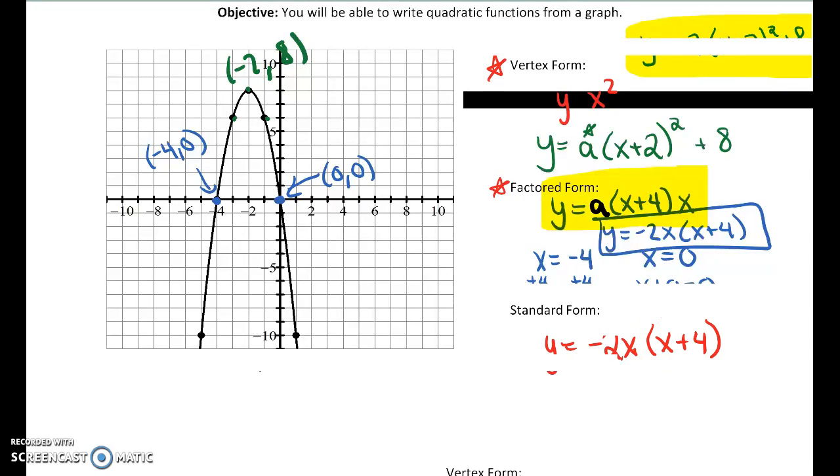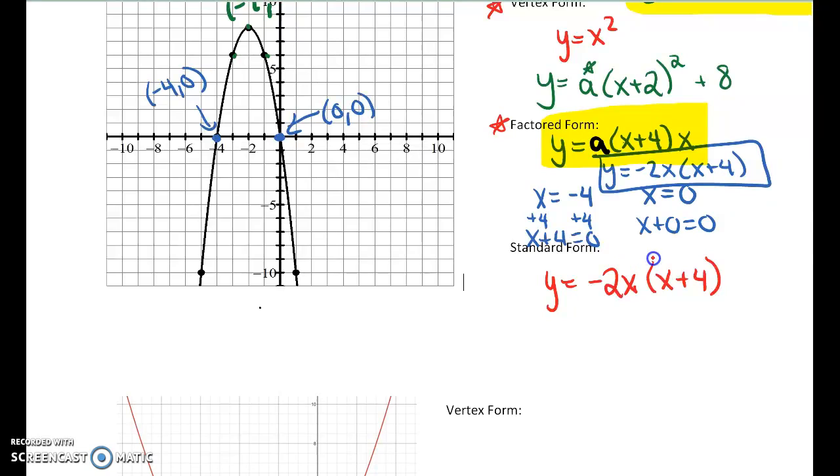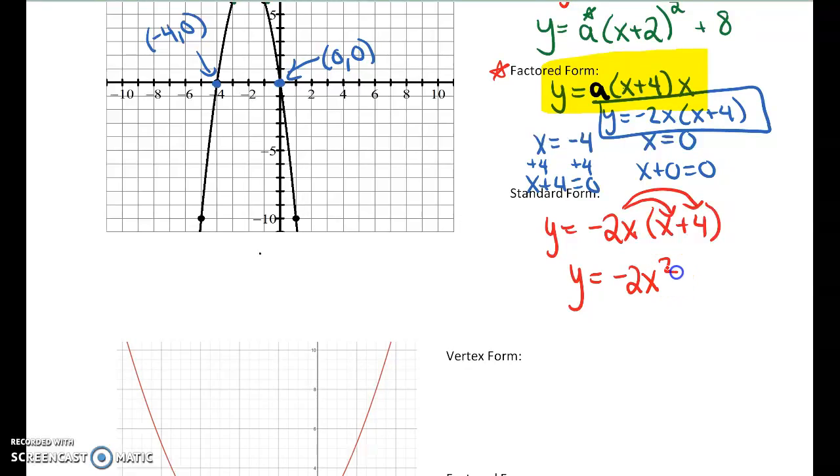I would write down my factored form, and then I would distribute the negative 2x, and then I would have it in standard form. So negative 2x times x gives me negative 2x squared. Negative 2x times 4 will give me negative 8x. Okay, there is no constant in this case, which is fine. This would be my equation in standard form. So I converted from factored form to standard form.